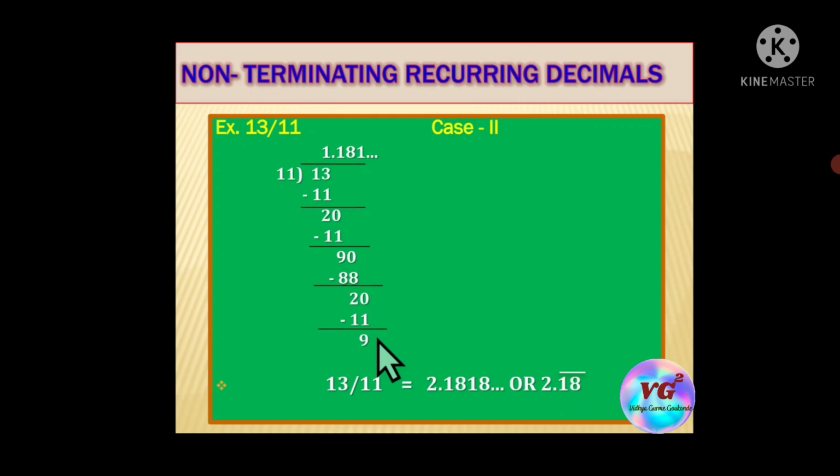Or we can show that recurring decimal as a bar on top of the repeating number or group of numbers. So we can write 2.18 with a bar on top of the 18. That indicates that 1818 is repeating again and again, and after some steps also our remainder is a non-zero number. So we can say that non-terminating recurring decimals are the decimals where remainder will not be 0, and in quotient one number or group of numbers will repeat. That indicates division process is a continuous process.